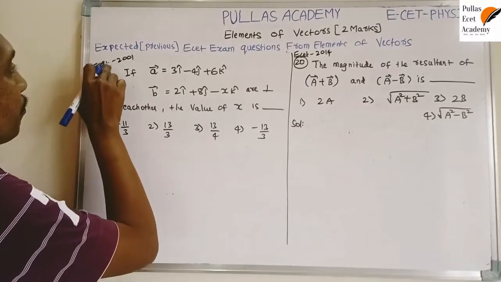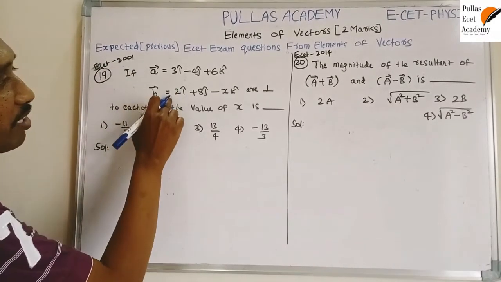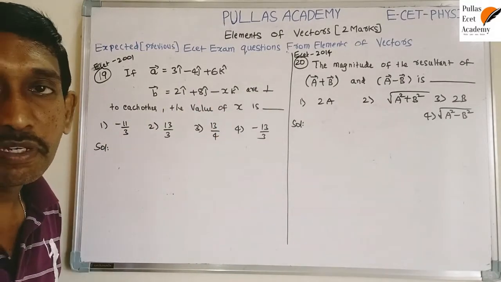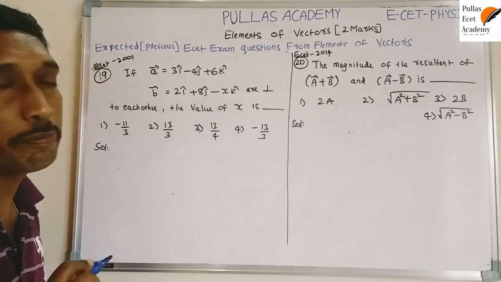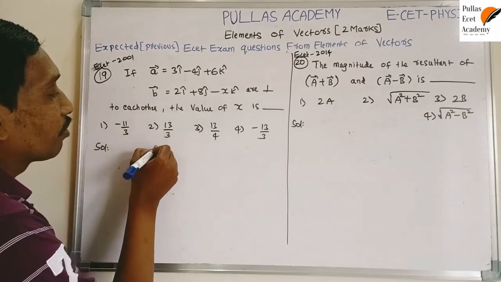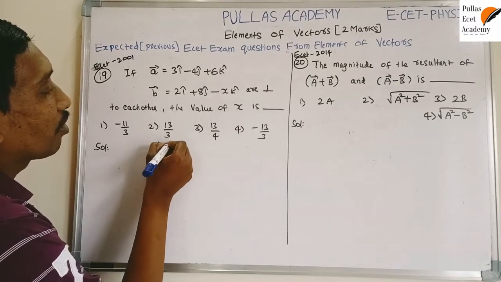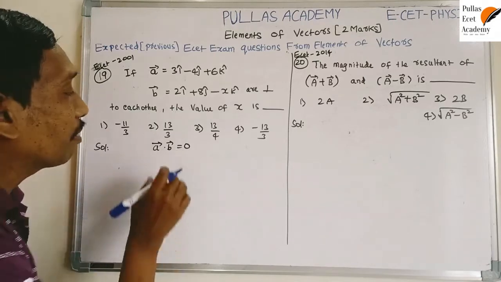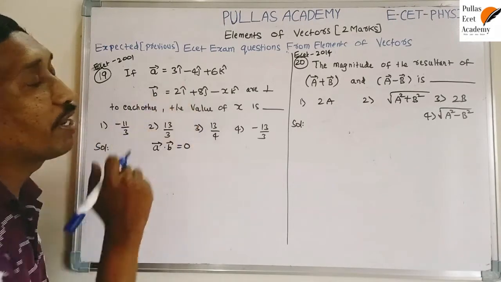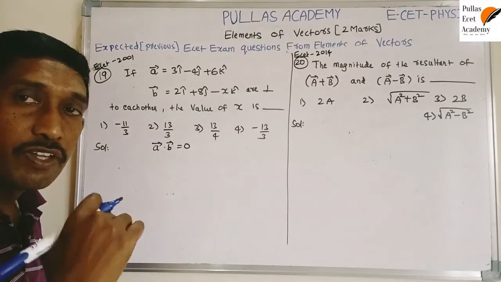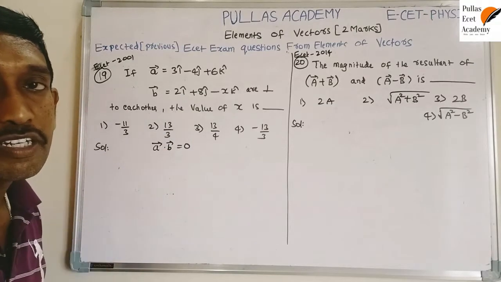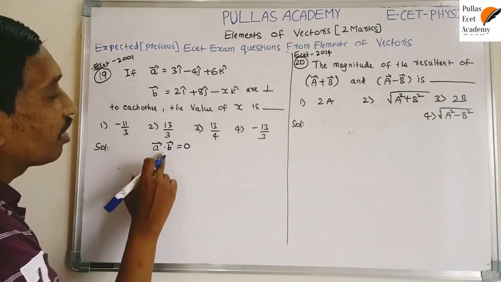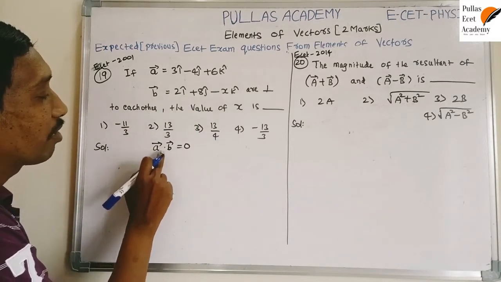The next question is repeated in ESET 2001 paper. Here given two vectors. These two are perpendicular to each other. What is the x value? Most important principle: if any two vectors are given perpendicular to each other, according to the property of scalar product, a bar dot b bar is equal to 0. The scalar product of two perpendicular vectors is equal to 0 is the principle here. Use this formula, we have to find the x value. If the given two vectors are parallel, one of the conditions is based on the vector product definition. Here given perpendicular vectors, that's why use this principle: a bar dot b bar is equal to 0.